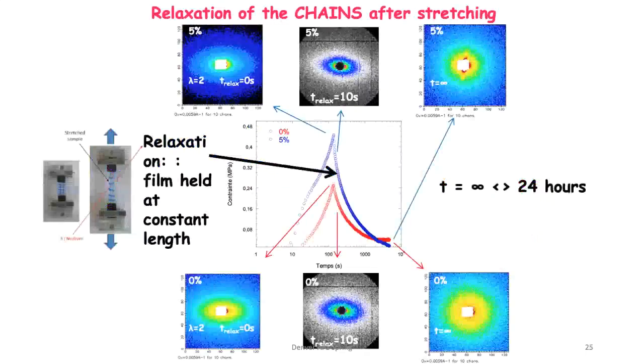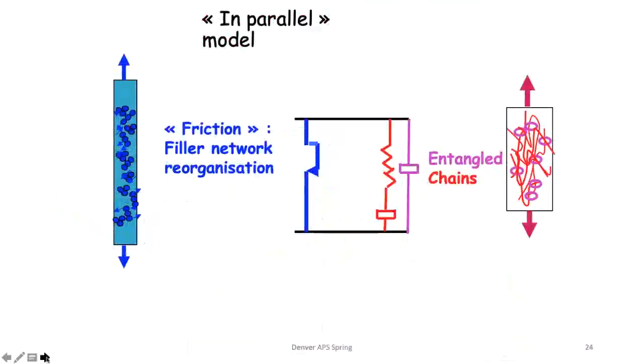Also, you can follow the relaxation of a chain after stretching. So here is a different zero average measurement under strain at 5% concentration of fillers compared to 0% concentration of fillers. You can see again that if you stretch your system and then let it relax with time, that means we maintain the film at constant length above the glass condition during a very long time of about 24 hours. So the stress relaxes completely.